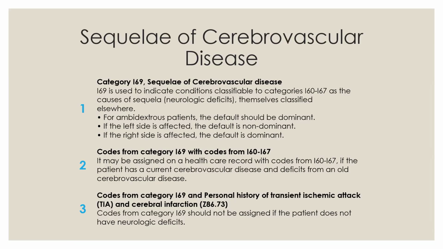Remember, you would never code Z86.73 when there are deficits from that cerebral infarction and or TIA. You would code the deficits, not the history of, because history of means that there are no deficits. It is a personal history that is no longer currently affecting the patient. If you want additional information on this, see 1C 21.4 for history of, for use of personal history codes.